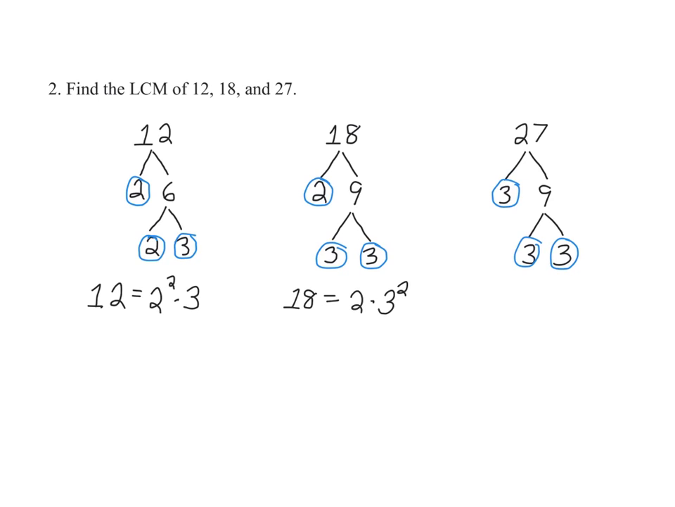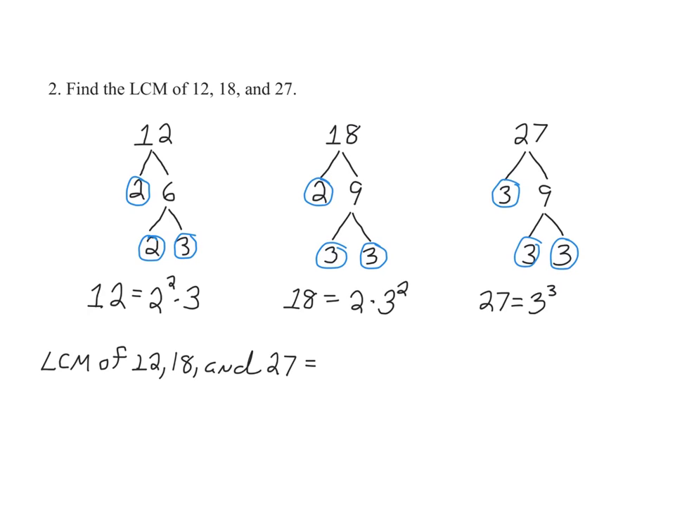And finally, the prime factorization of 27 is 3 times 3 times 3, which can be rewritten as 3 to the third power. So the least common multiple of 12, 18, and 27 is the product of each prime in 12, 18, and 27 raised to the highest power.